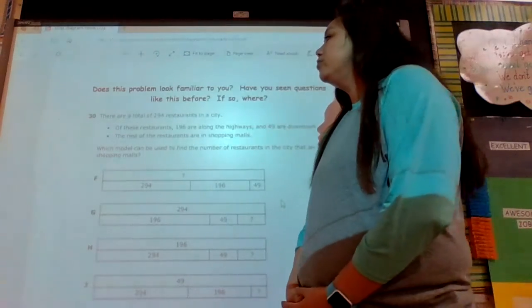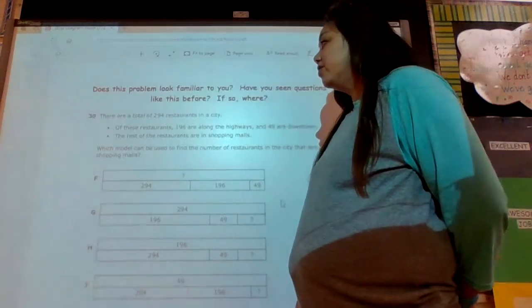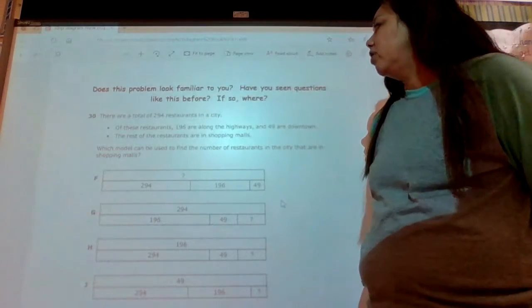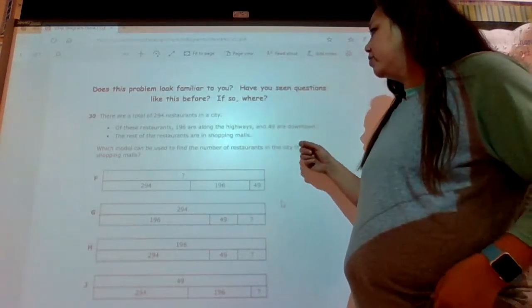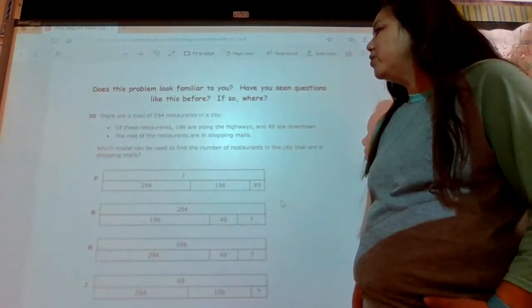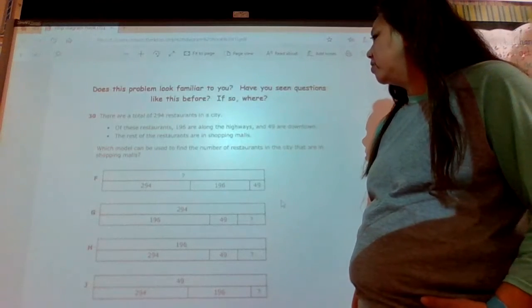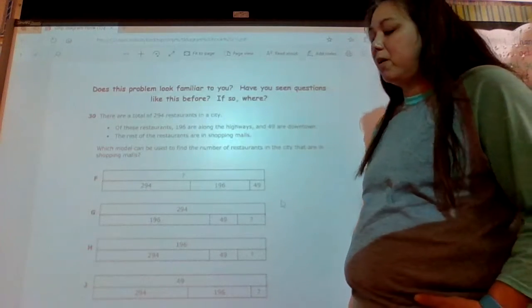There are a total of 294 restaurants in a city. Of these restaurants, 196 are along the highways and 49 are downtown. The rest of the restaurants are in shopping malls. Which model can be used to find the number of restaurants in the city that are in shopping malls?